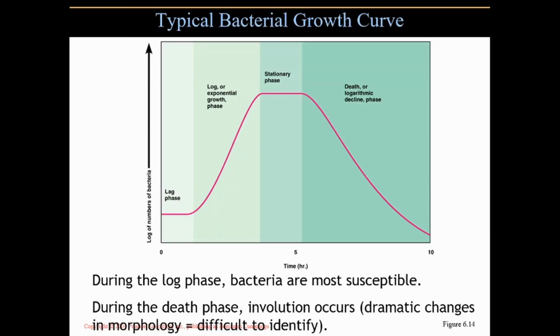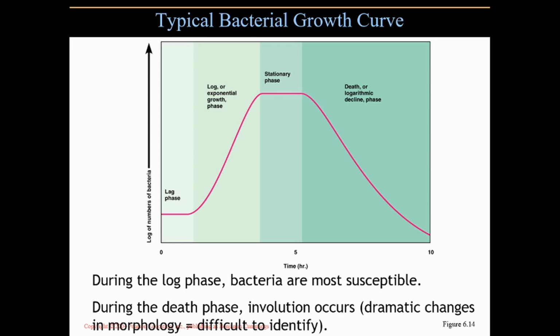A typical bacterial growth curve. If you were to look at the number of bacteria as they grow in colonies, this is the growth curve they would kind of follow. You have a lag phase at the beginning in the lower left. Lag phase just means the numbers aren't increasing. They're alive and they're maturing, but they're not increasing in number.